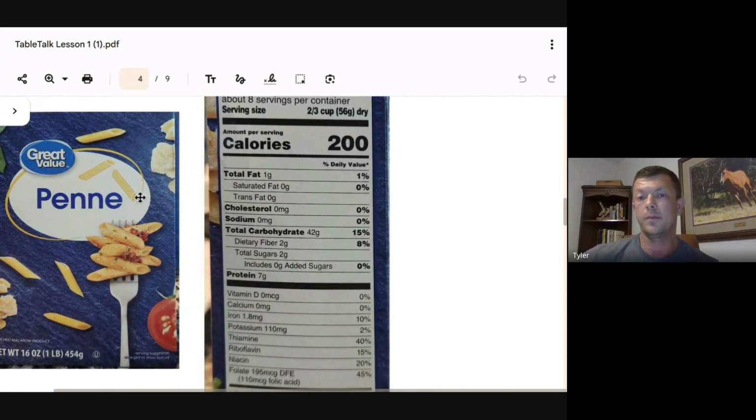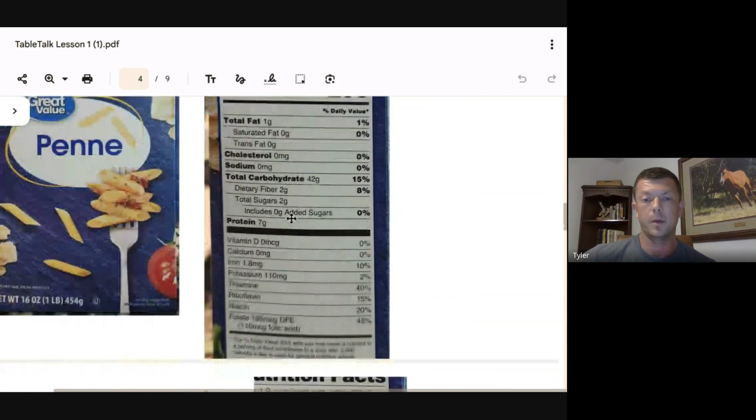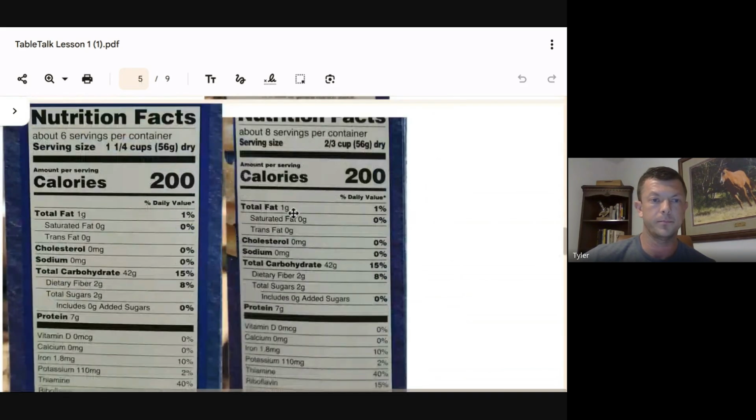Penne noodles, same exact ingredients, right next to each other on the shelf. Our serving size is only 2/3 of a cup. The weight is the same, but the noodles are individually heavier, and the sizing of the noodles themselves is different. So 2/3 of a cup on this compared to 1 1/4 cups on there. But we also have a lot of the same numbers. I put them next to each other here so we can see.